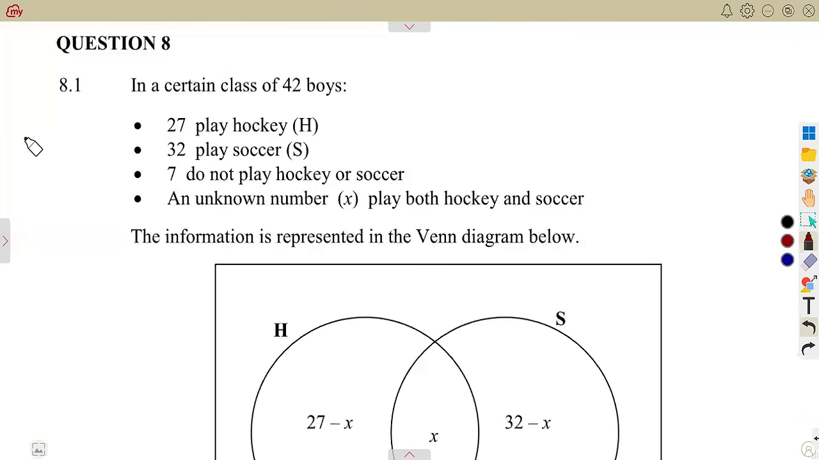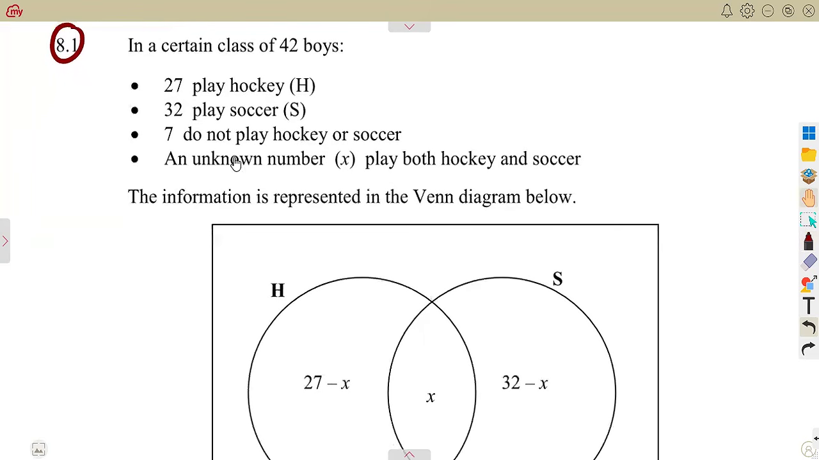All right. Well, let's check another typical exam question on our probability. We are going to consider question number 8. Given 8.1, there is information that we are given in a certain class of 42 boys. We are given, this is a presentation of our class. 27 play hockey, which is H. 32 play soccer, which is S. And 7 do not play hockey or soccer. And an unknown number X plays both hockey and soccer.